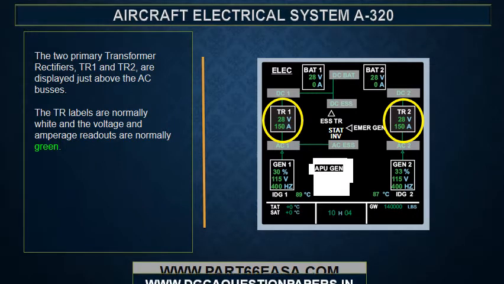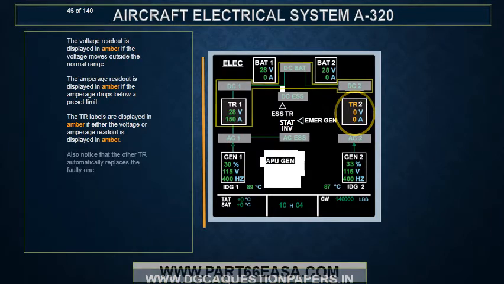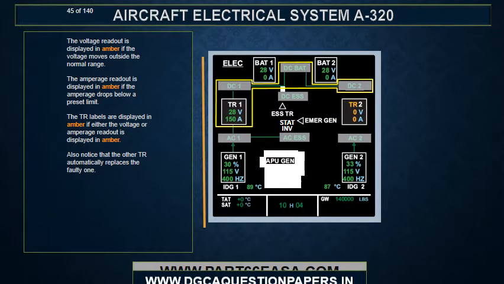The two primary transformer rectifiers, TR1 and TR2, are displayed just above the AC buses. The TR labels are normally white and the voltage and amperage readouts are normally green. The voltage readout is displayed in amber if the voltage moves outside the normal range. The amperage readout is displayed in amber if the amperage drops below a preset limit. The TR labels are displayed in amber if either the voltage or the amperage readout is displayed in amber. Also notice that the other TR automatically replaces the faulty one.